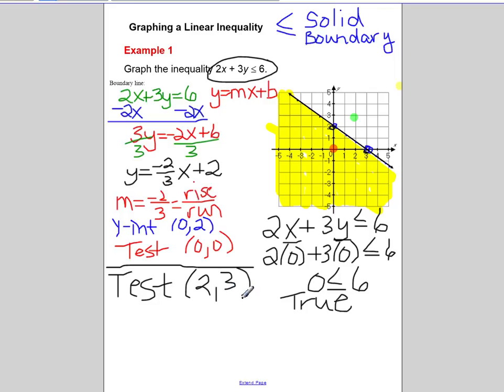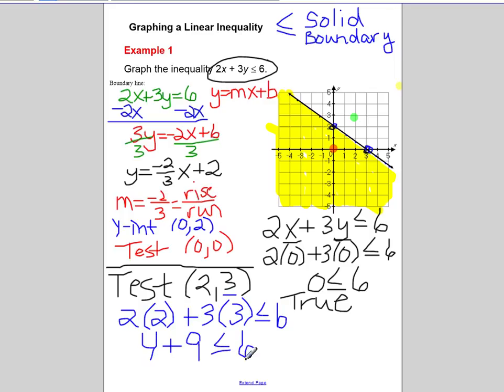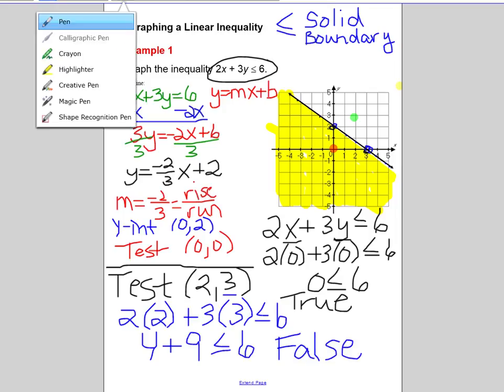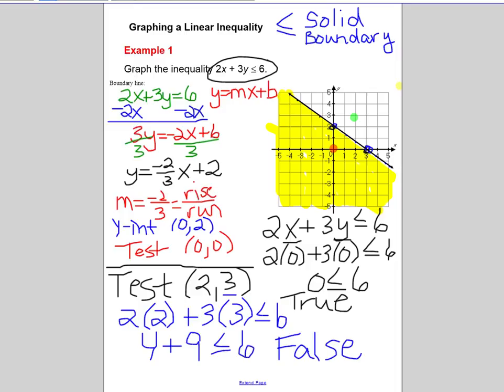By putting it back into the original inequality, we get 2x, and we're replacing the x with the 2, plus 3 times the y in my test point. Is that less than or equal to 6? Is 4 plus 9 less than or equal to 6? Well, this is false. So the fact that this point over here on this side of that boundary line is false, we know that all of the other points that are near it on that same side of the line are also false.